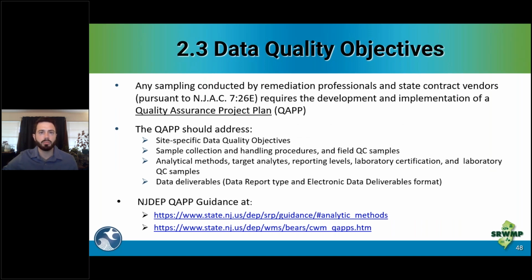Remember, any sampling conducted by remediation professionals and state contract vendors requires the development and implementation of a quality assurance project plan. The plan should address site-specific data quality objectives, sample collection and handling procedures, and field quality control samples, as well as analytical methods to be used, target analytes, reporting levels, lab certification, and lab quality control samples. Data deliverables should also be addressed. Links to quality assurance project plan guidance have been added. Next slide.